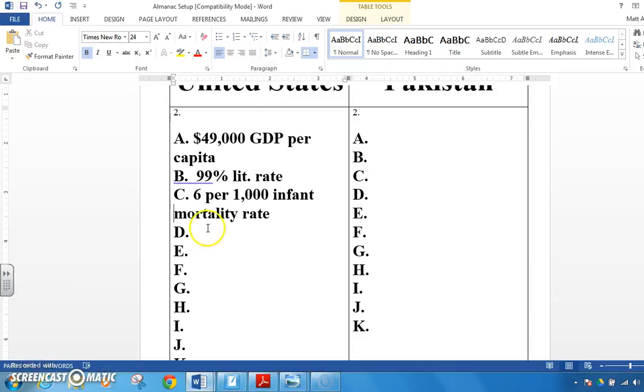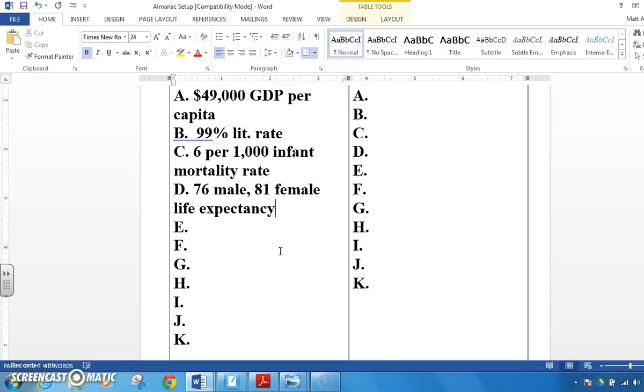So, let's bring it up here. 76 male, 81 female, life expectancy. All right. Again, 70 to 80 years old is great for an average lifespan. When you start getting into developing countries, you're starting to look at like the 60s and the 50s, which is pretty terrible. Let's go to E.